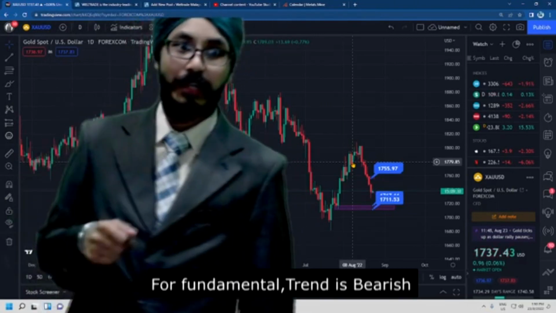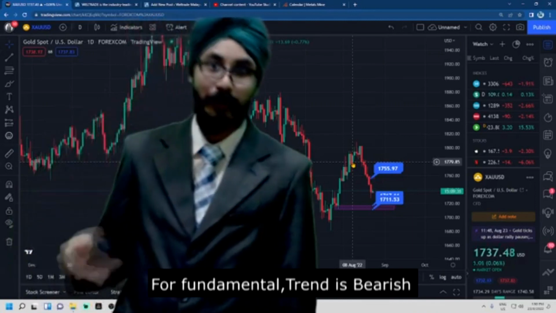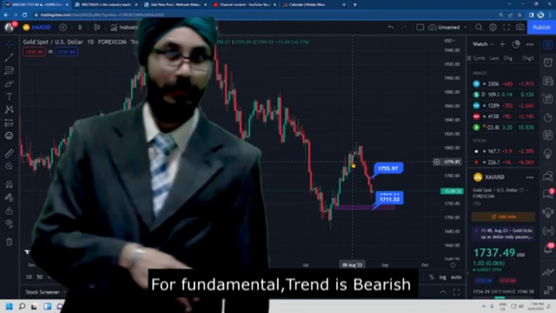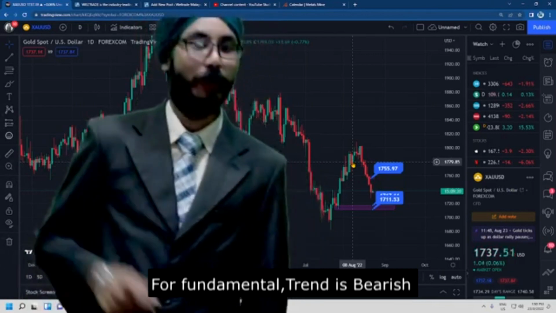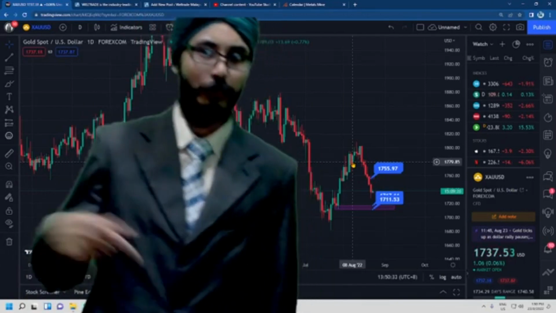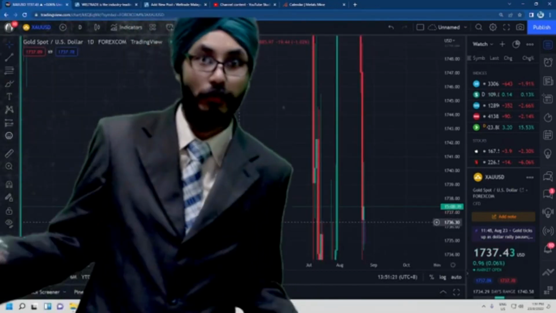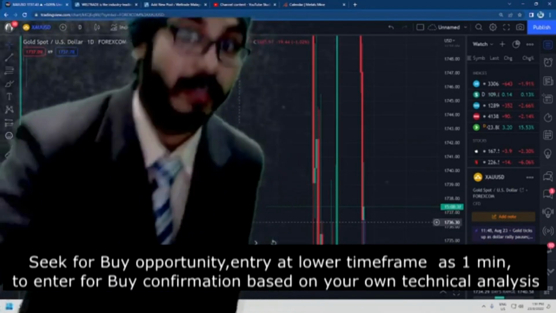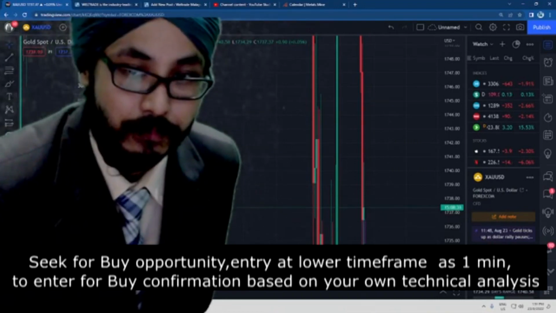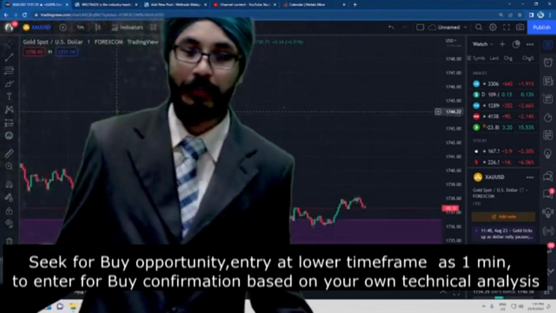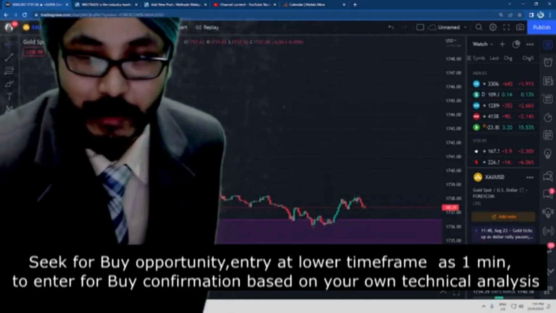What we are looking at is that we know the trend for fundamental analysis is bearish. However, in technical, we are looking for a buy confirmation. So if you are looking for a buy, you can always go to the lower time frame, and you can just place your buy over here.